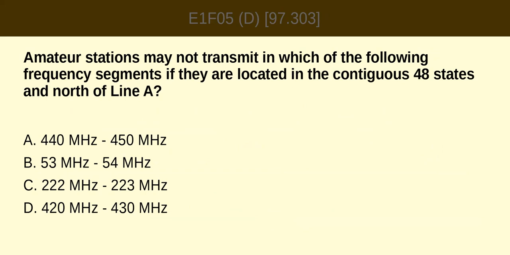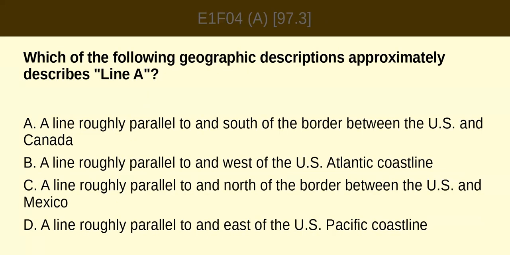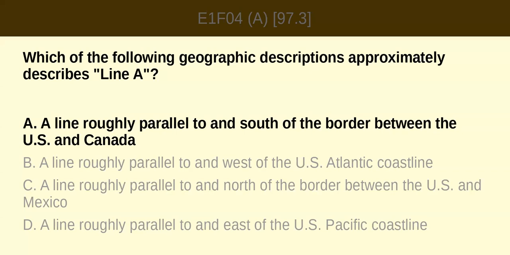Amateur stations may not transmit in which of the following frequency segments located north of Line A in the US? That didn't include Alaska, so I guess they're exempt, right? Although they have some restriction about Russia. We're going in that direction. So Canada might have a line going up, Line C. There's nothing in Canada along the Alaskan border, except elk and moose. Three bears. Which of the following geographic descriptions approximately describes Line A? Alpha. There you go. Hey, remember that one. Yeah.